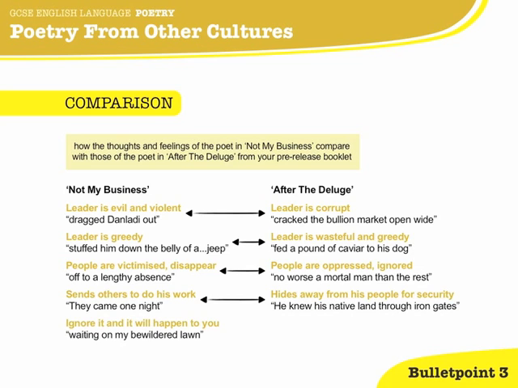Finally, both poets express their feelings about the future of their country, but in different ways. In Not My Business, the poet says ignore the situation, it will happen to you as well, as the jeep and they come for him in the end as well. Waiting on my bewildered lawn shows this. In After the Deluge, the poet is hopeful about the future, saying the leader will pay one day for the way he rules. He scratches life from earth, just like everyone else.